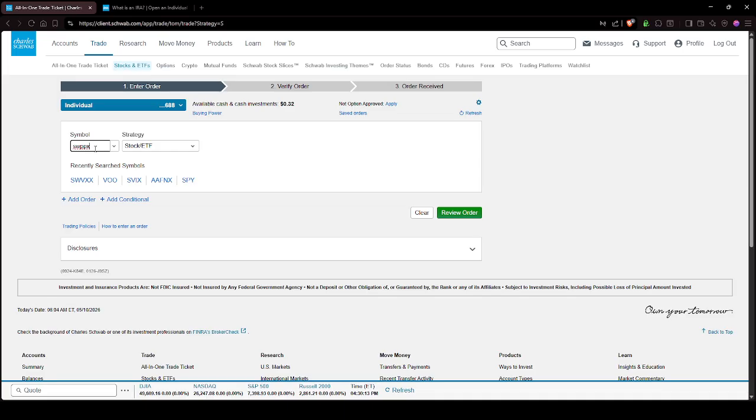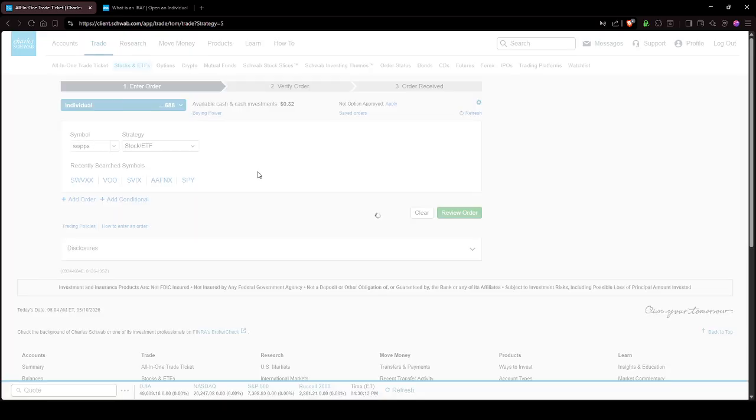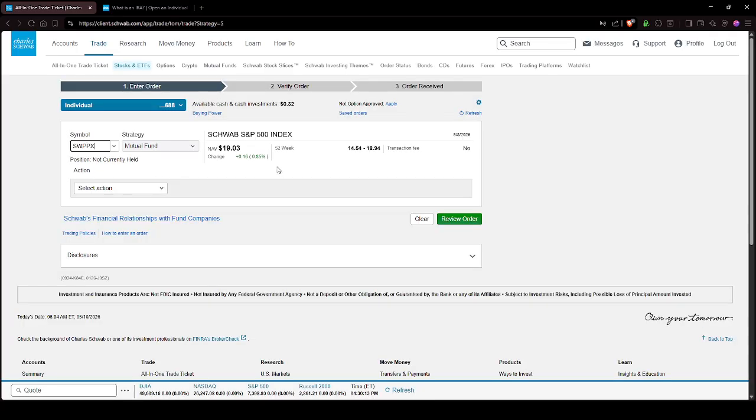To buy shares in the Schwab S&P 500 fund, enter the dollar amount you wish to invest or the number of shares you would like to purchase. Review your order, ensuring you understand any fees that may be associated with the transaction. After confirming the details, place your order.